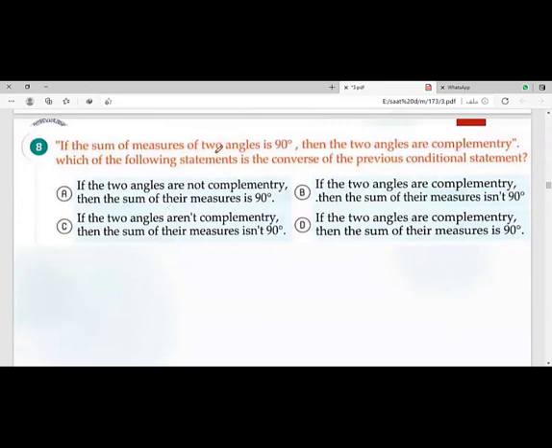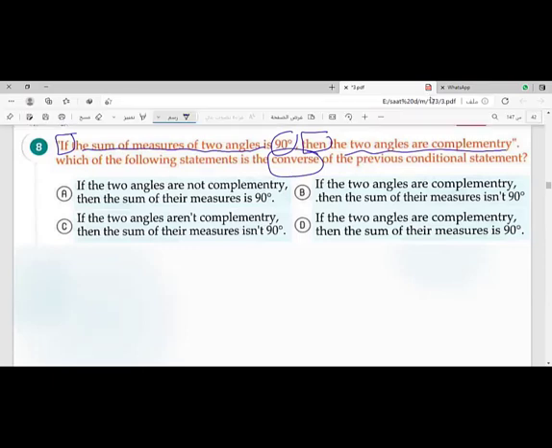If the summation of the measurements of two angles is 90, then the two angles are complementary. Here, the hypothesis is that the summation of two angles is 90. Which of the following statements is the converse? Read A, B, C, D, and you have to read the complete sentence. If you found the answer, complete reading all the answers.